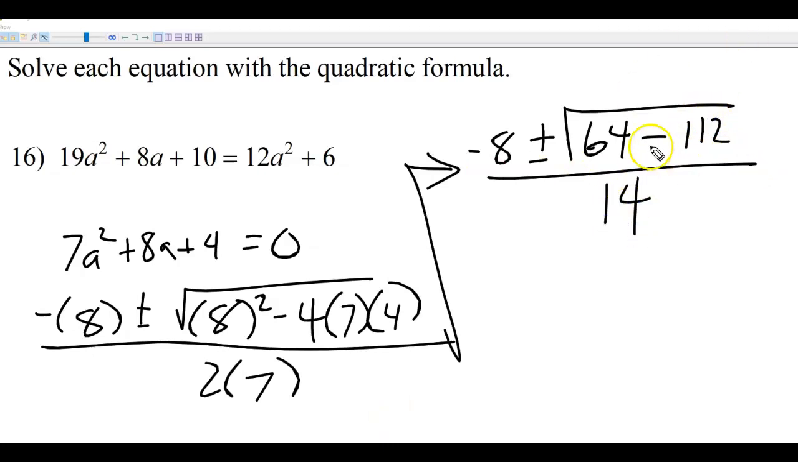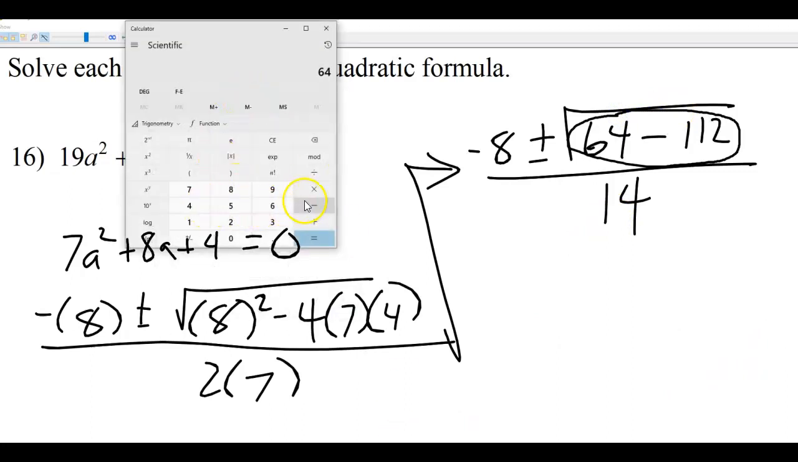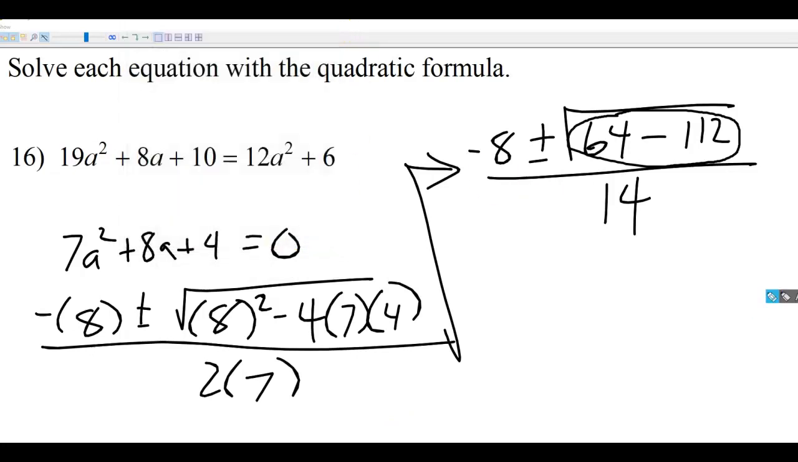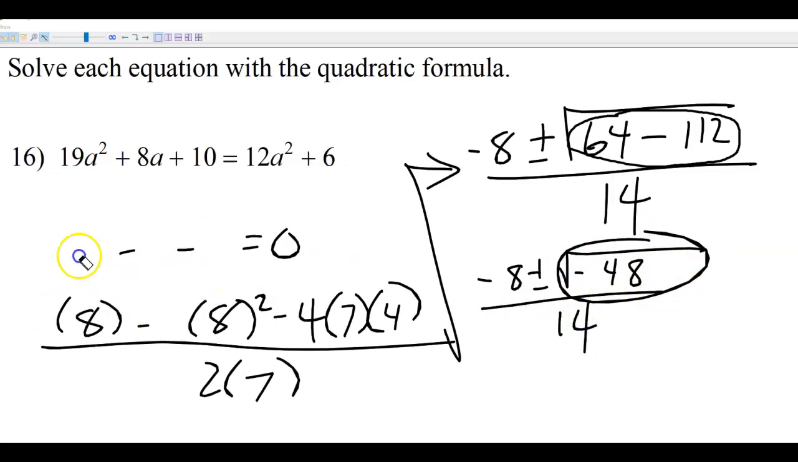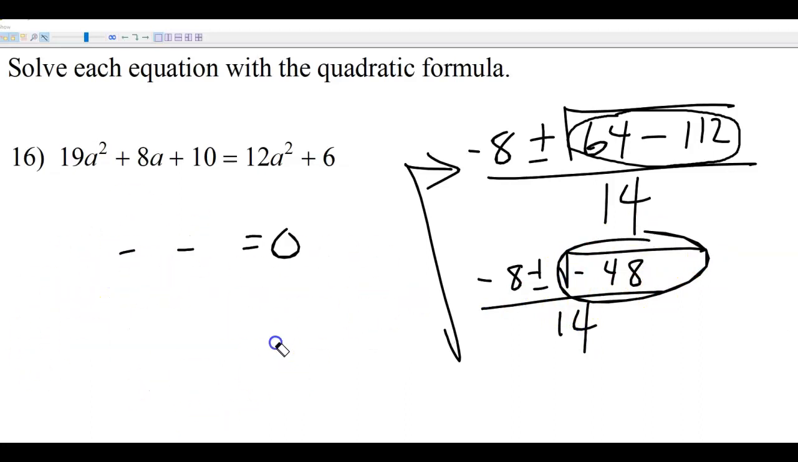Okay, and now we're going to go ahead and subtract these two numbers here. So we want to do 64 take away 112. And I'm getting -48 for that. Now this thing here can be simplified a little bit, so that's our next task. We want to simplify that square root of -48.